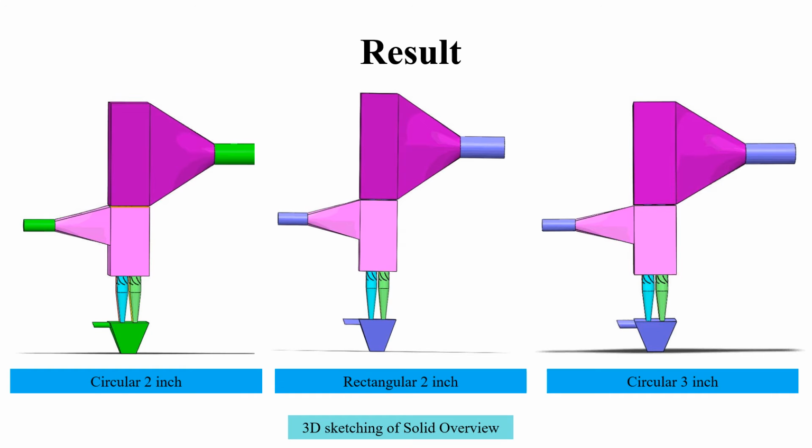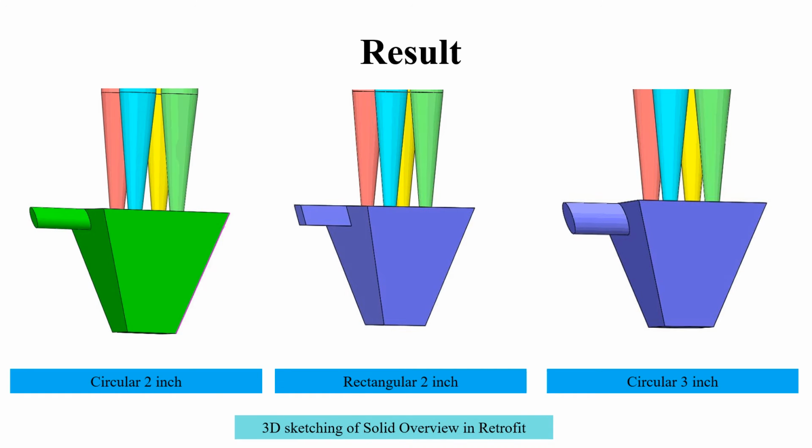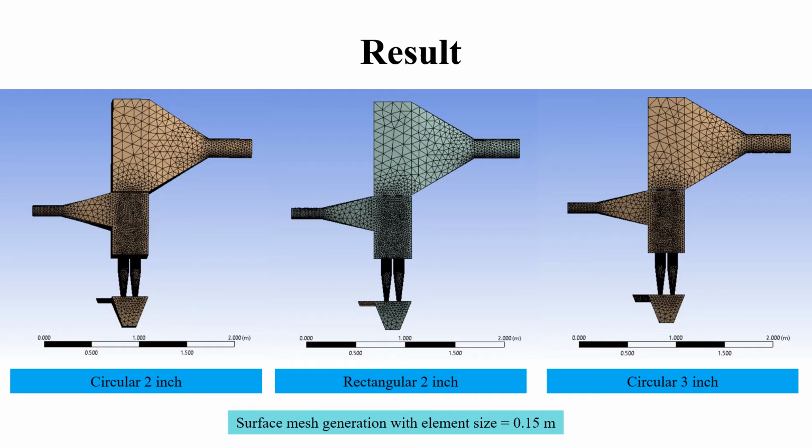In the result part, the 3D sketching of solid overview of 3 different types of retrofits are shown for circular 2-inch, rectangular 2-inch, and circular 3-inch. And this is the 3D sketching of solid overview in retrofit for 3 different types of suction stream. This is the surface mesh generation with element size of 0.15 meter for 3 different types of retrofit. The more detailed a mesh is, the more accurate the 3D CAD model will be, allowing for high fidelity simulations.